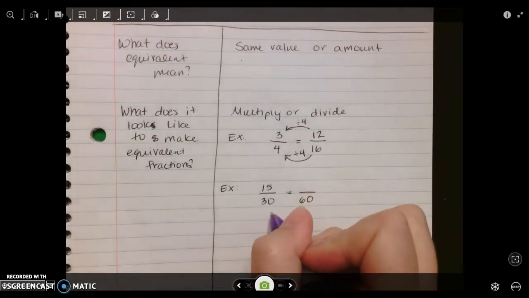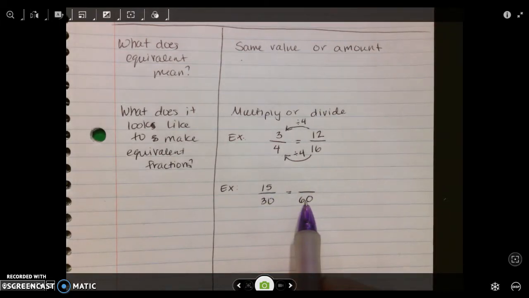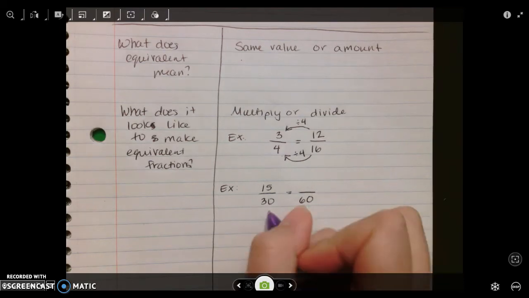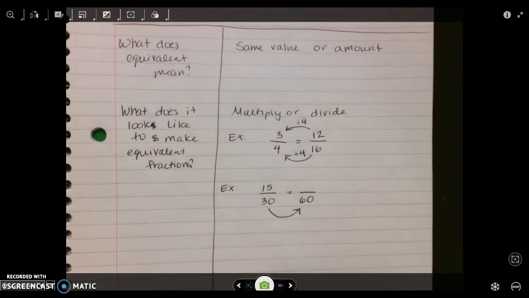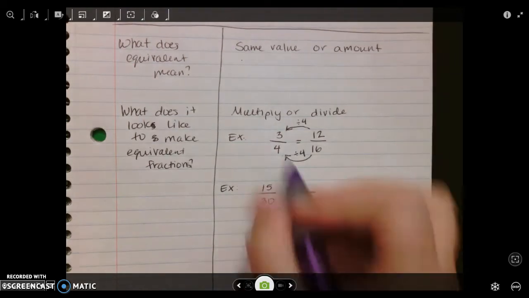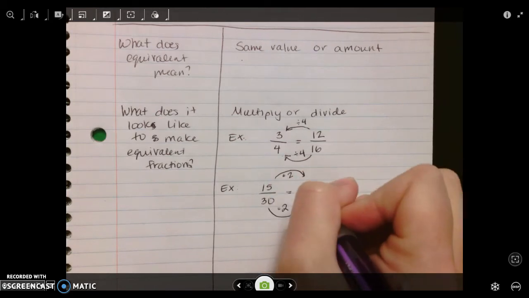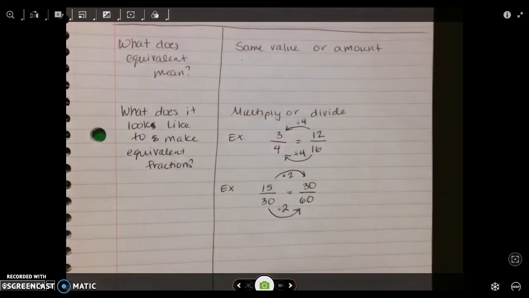So now I have to see, all right, I have my completely filled fraction and my partially completed fraction. So how do I get from 30 to 60? That means I multiply by 2. So I have to do the same in the top. So 15 times 2, and my answer is 30. So that's what it looks like to make equivalent fractions.